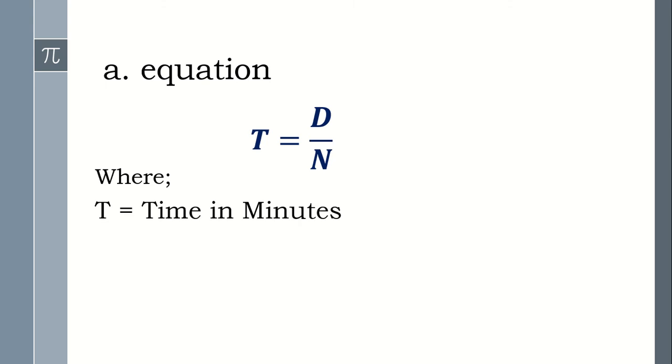Okay, so we can solve the problem by formulating a formula where we divide the total number of dumplings made by the number of dumplings per minute. In symbols, T equals D over N, or T equals D divided by N, where T is our time in minutes. Ito yung hinahanap natin para makumpleto yung ating table of values.